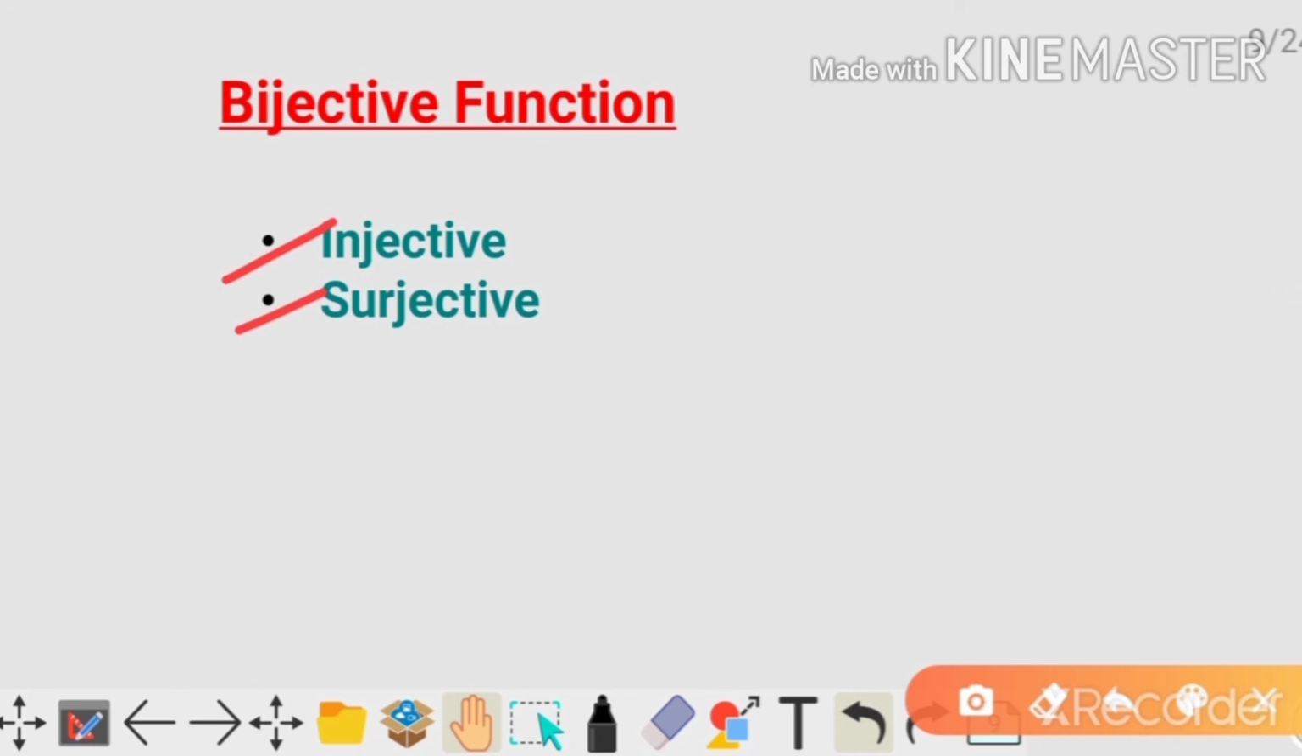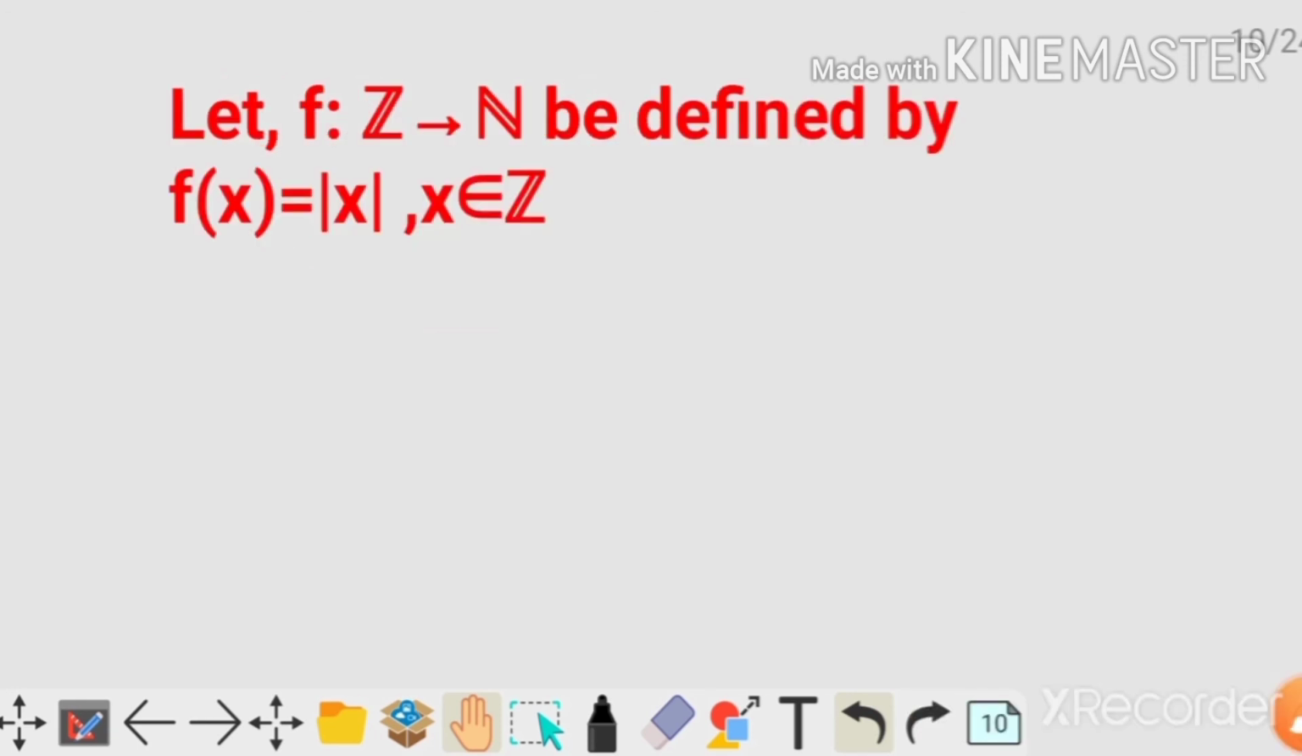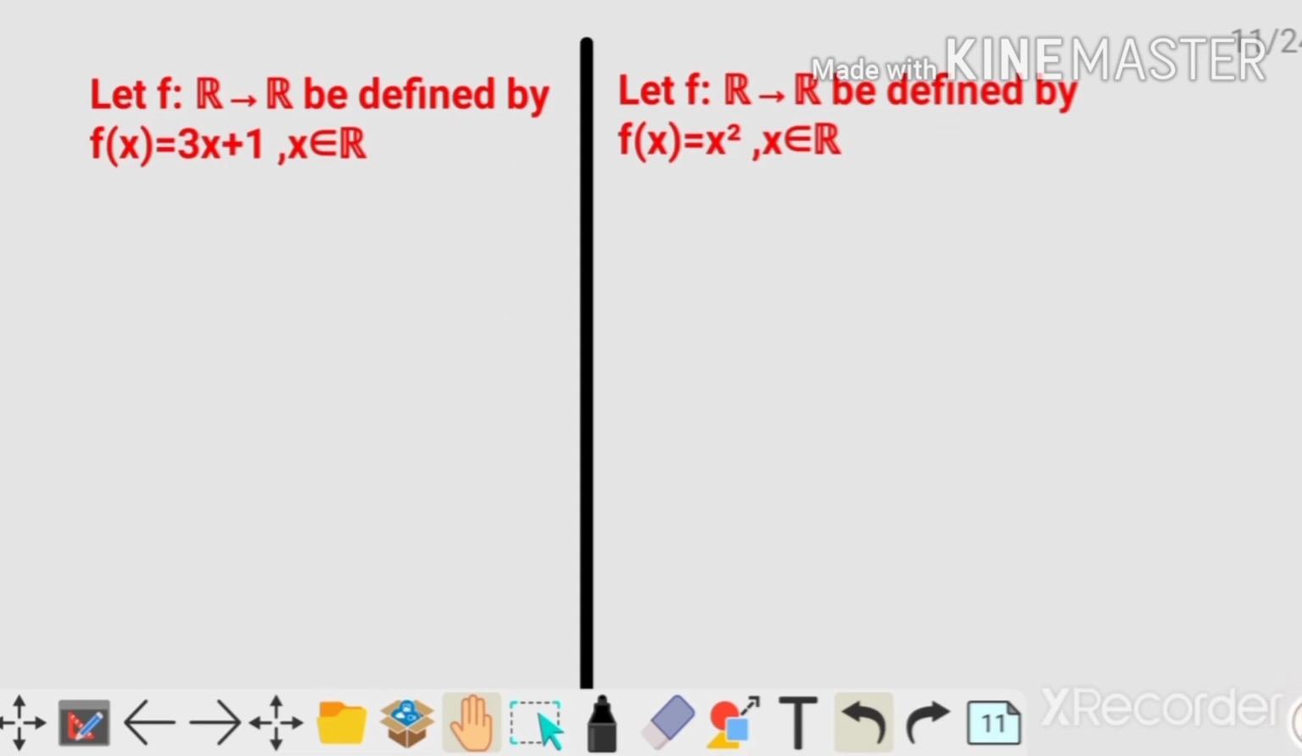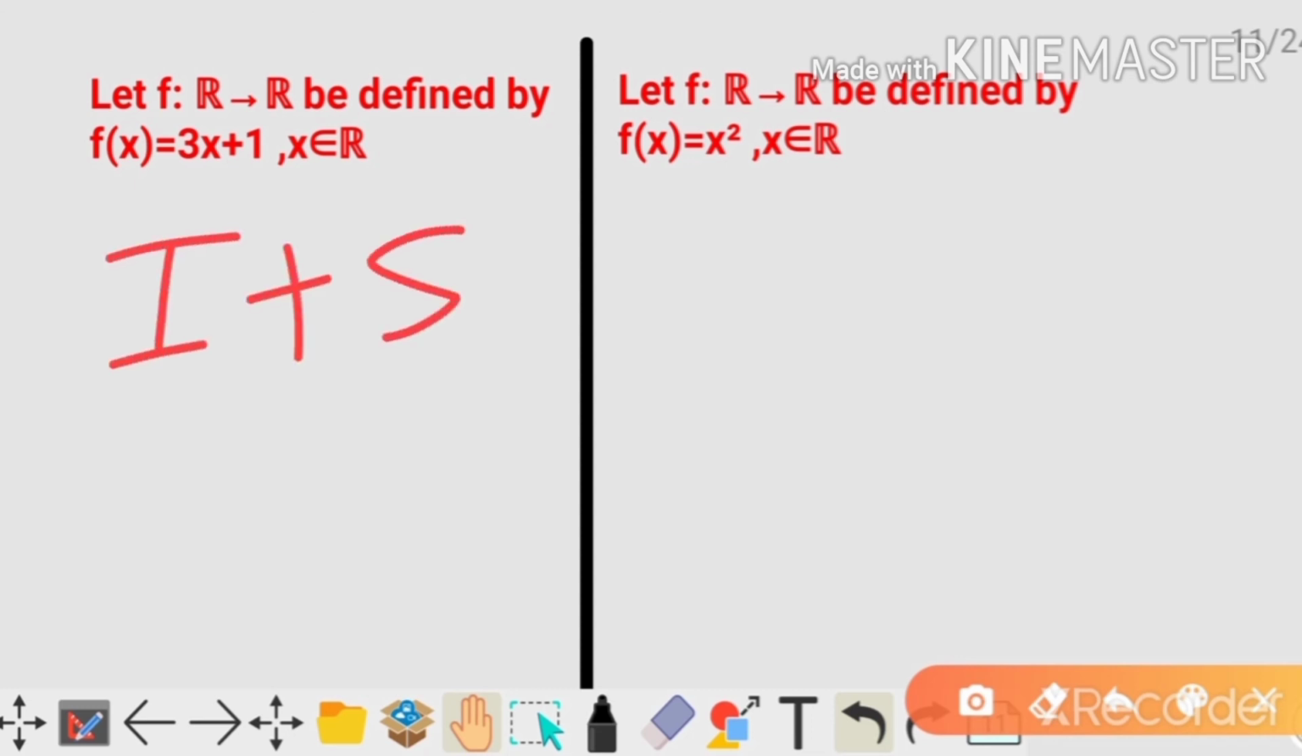A function will be a bijective function if it is injective and surjective at the same time. That means every element of the codomain set must have exactly one point in the domain set. Then this will be called a bijective mapping. Now let's go to the example. We have seen that the first function is injective and surjective, so it will be a bijective mapping.